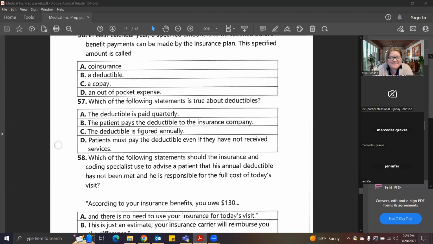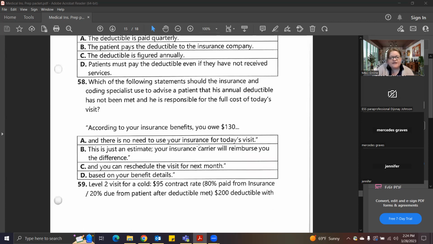Let's see. Insurance company. Figure annually. I would say D. No. No. C. C. The deductible is figured annually. That's a yearly amount. Once you meet your deductible for the year, the insurance will start paying their part. So yeah, the deductible is figured annually, yearly.